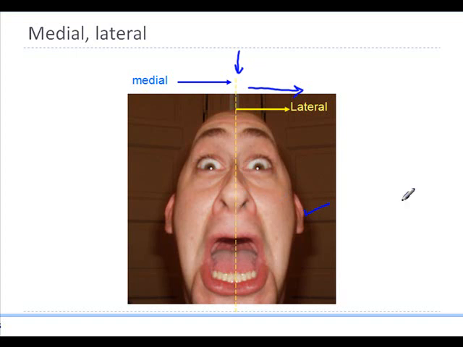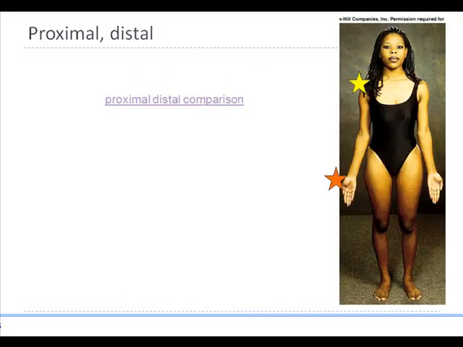So the further away you are from the center is the lateral position. Another one is proximal versus distal. Proximal is closer to the body, and distal would be away from the body. Now, these two positions usually refer to the arms and the legs.